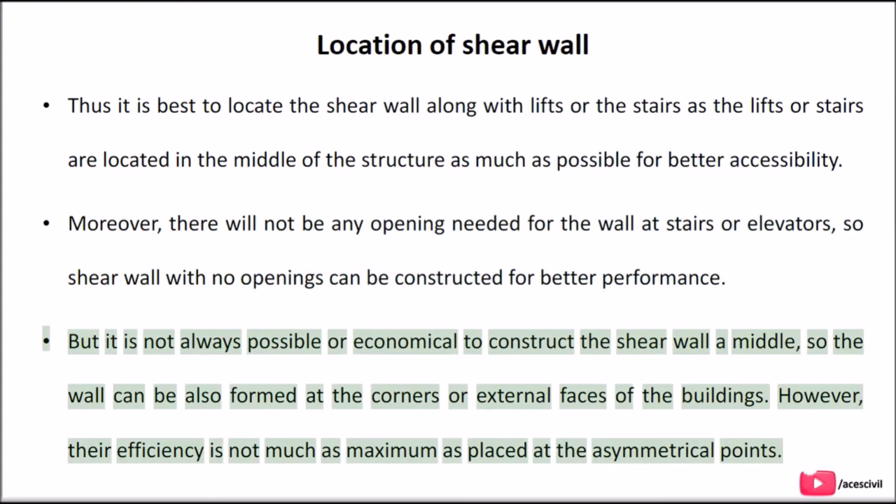But it is not always possible or economical to construct the shear wall in the middle, so the wall can also be formed at the corners or external faces of the buildings. However, their efficiency is not as maximum as when placed at symmetrical points.